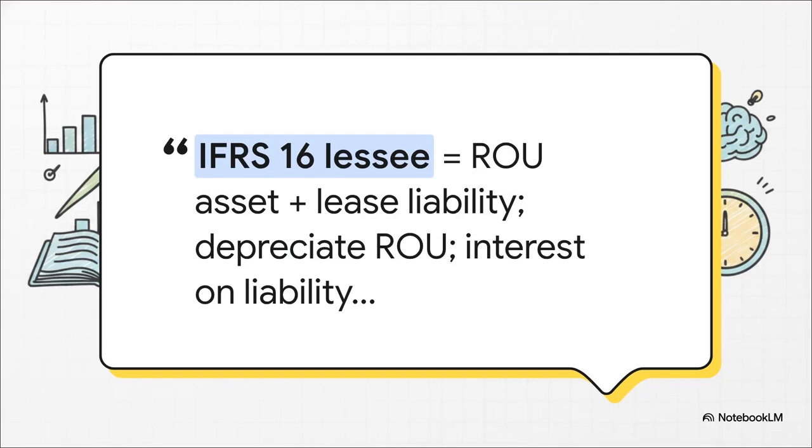Let's lock this final standard in. For IFRS 16, a lessee recognizes an ROU asset and a lease liability. You depreciate the ROU, calculate interest on the liability, and always watch out for those short-term and low-value exemptions.